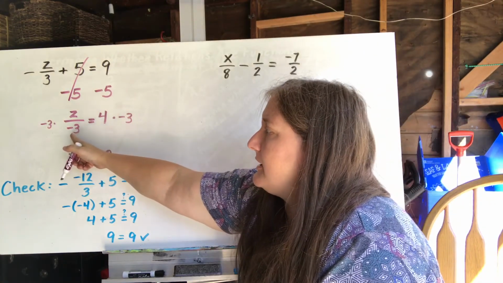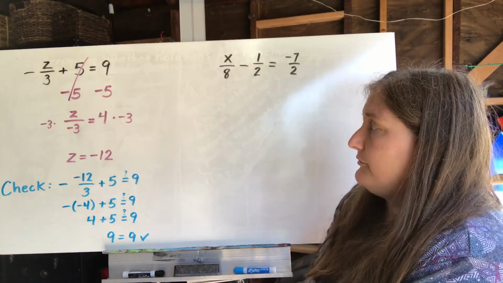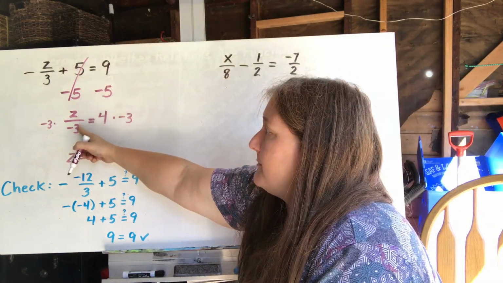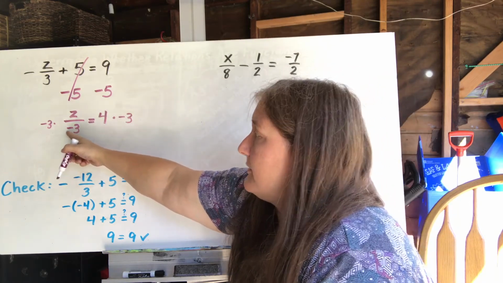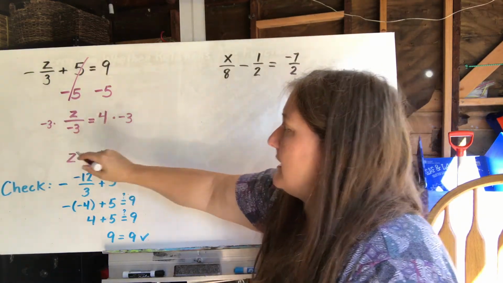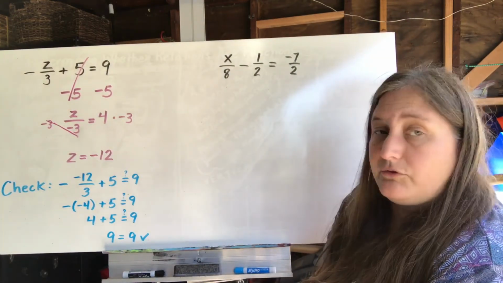But I'm going to put my negative with my number down here rather than stick it with the variable. So I'm going to put z divided by negative 3 equals 4. And to get rid of this divide by negative 3, I'm going to multiply each side by negative 3. So I get z equals negative 12.